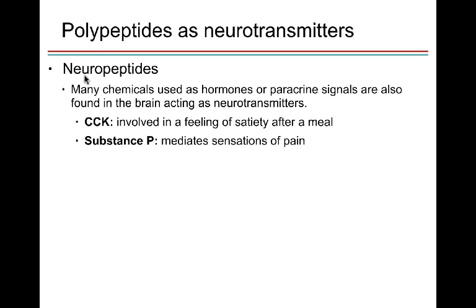So these are chemicals that not only act as hormones and are released from the glands, but also act as neurotransmitters and are released from the neurons. An example for this one would be CCK. CCK is a hormone, but also a neuropeptide. Substance P can also be a chemical released from regular cells, but then also is released from neurons.